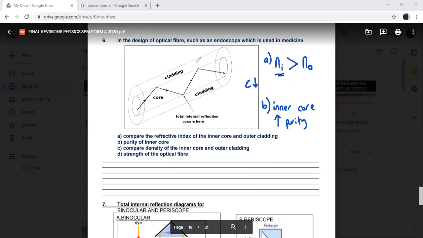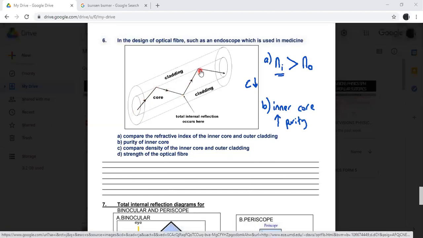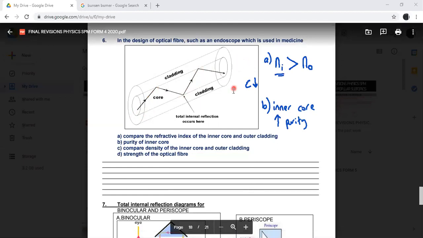So when the inner core has high purity, the information is not lost inside. They won't experience diffraction or multiple reflections inside there. They just pass through as they were designed to. The light ray, which is a communication light ray with coded information, just passes through at high speed, boom, boom, boom, like that. Okay, next.